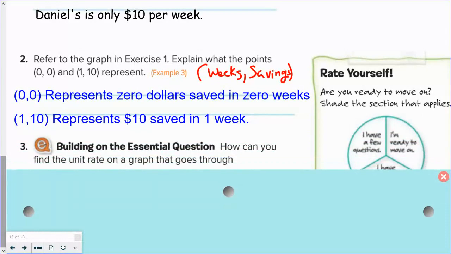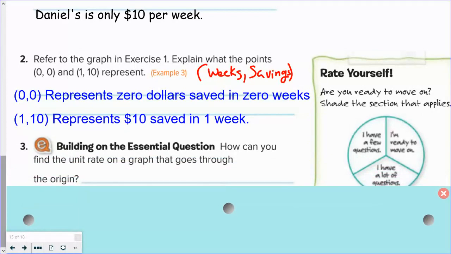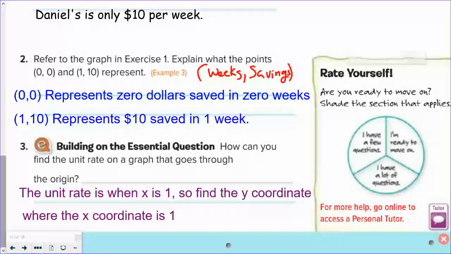Okay, building on our essential question, how can you find the unit rate on a graph that does go through the origin? Well, what is the unit rate? Unit rate is when x is 1. Okay, when that 1 is on the bottom of your fraction. So we go to the y coordinate where x is 1. So you find x is 1 and you go up until you hit the line, and whatever the y is for your height, that's your unit rate. Okay, so for Daniel, his unit rate is 10 because at 1 for x, the y value is 10.